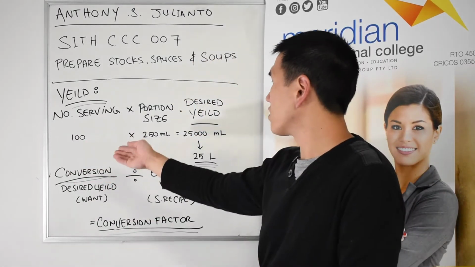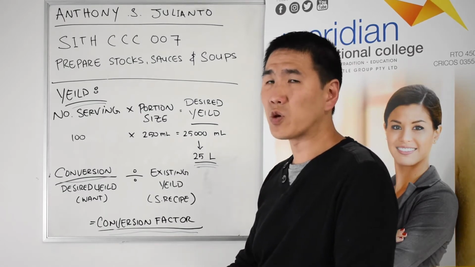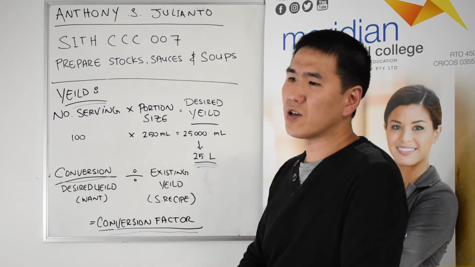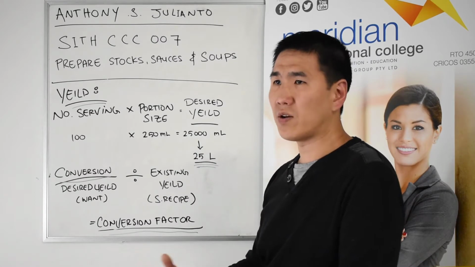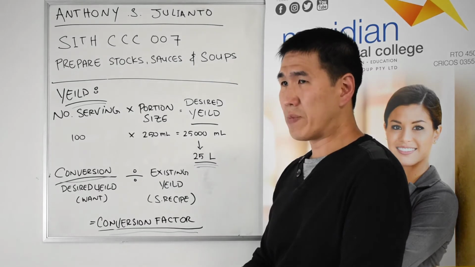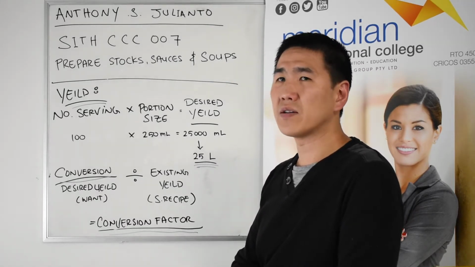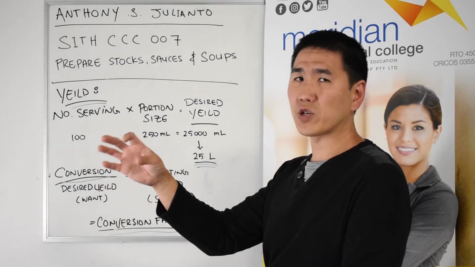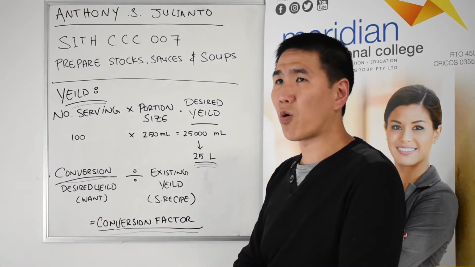So for example, 100 customers are coming, or 100 portions of food we need to make. And then we need to know the portion size, which means are you making a soup for 100 mils, 200 mils, 250 mils, 500 mils? How big do you want this portion to be? Now you know this usually from your standard recipe card. They give you the standard portion size for that particular recipe, or whatever your workplace requirements are.